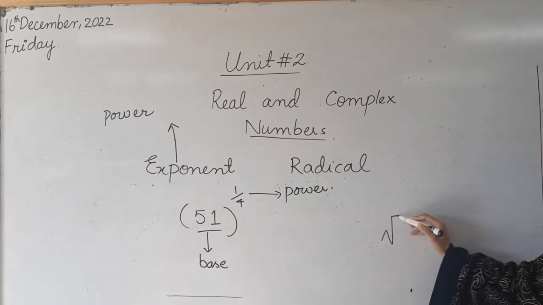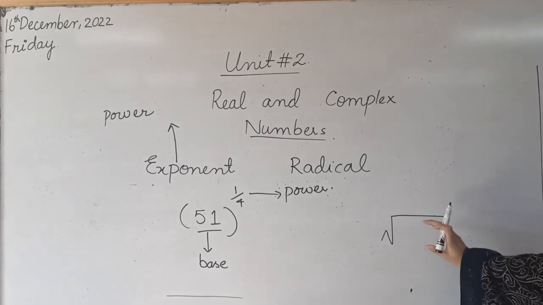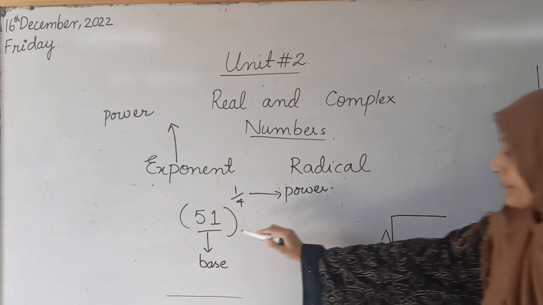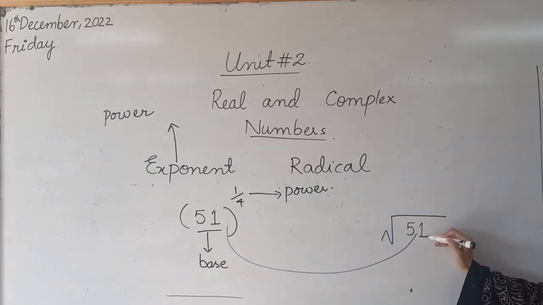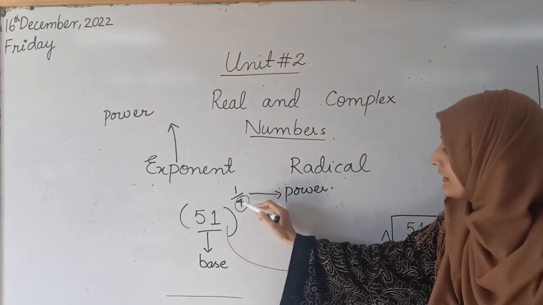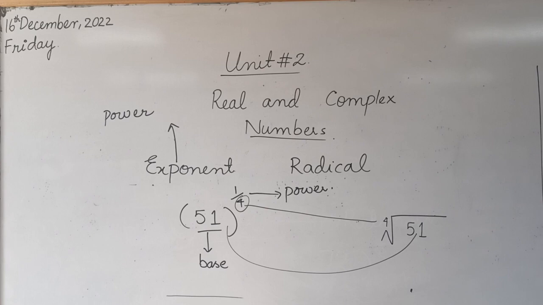This is the general form. What will be the radicand, the number inside the radical sign? The base number will always be written as the radicand. So 51 will be our radicand. And what will be the index of this radical sign? Yes, the denominator of the power is the index of our radical number.